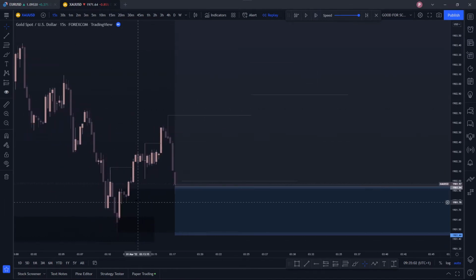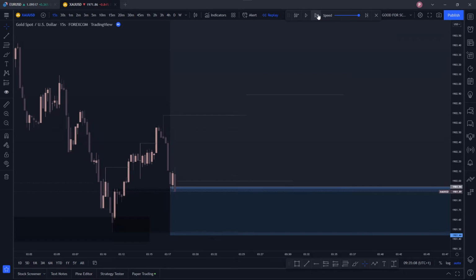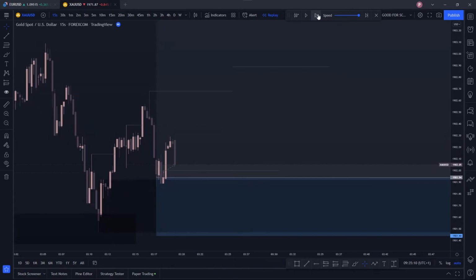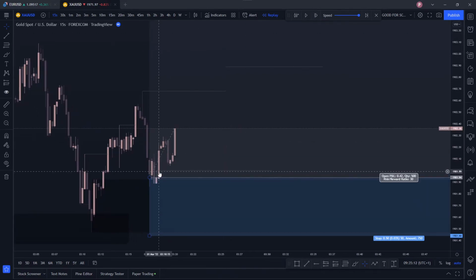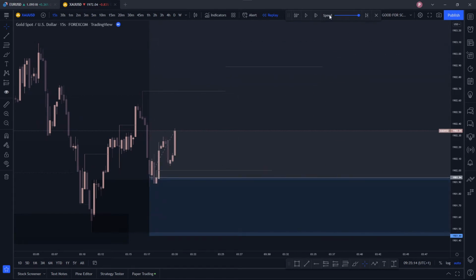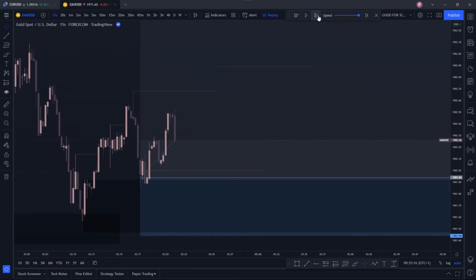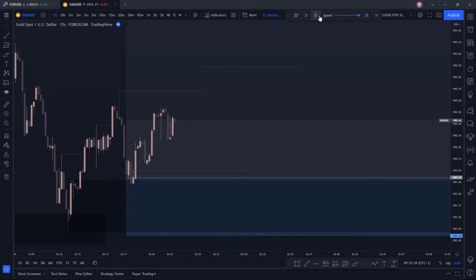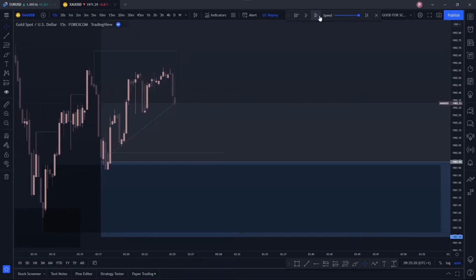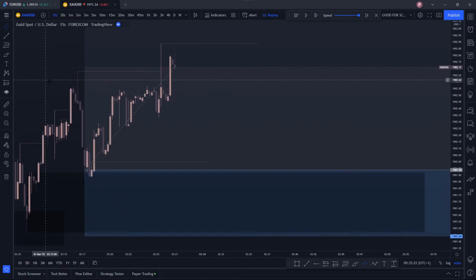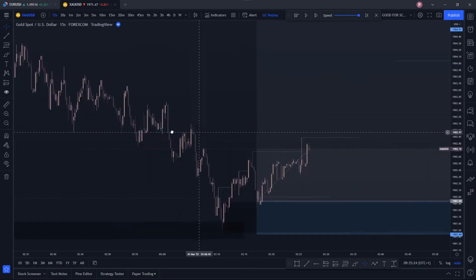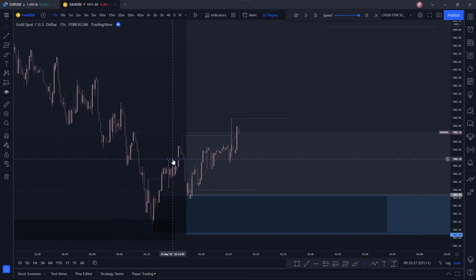So you can see it tapped into my POI, this imbalance here, tapped into it. I think I got a deeper retracement even. See, I marked out this level here for my second POI, possibly for second buys, and price respected it very well. So at this point here, after seeing these sequential breaks of structure, 1, 2, 3, this one has been broken as well. I'm expecting the next one to be broken.